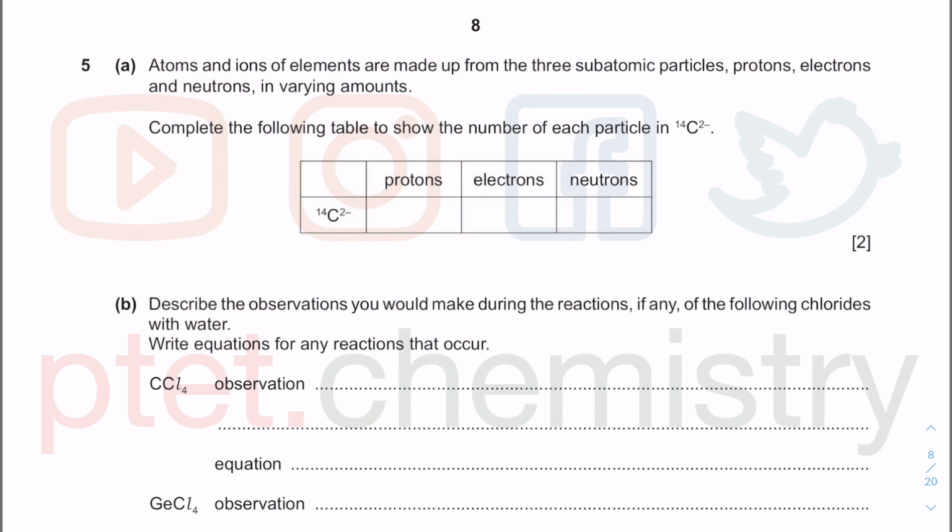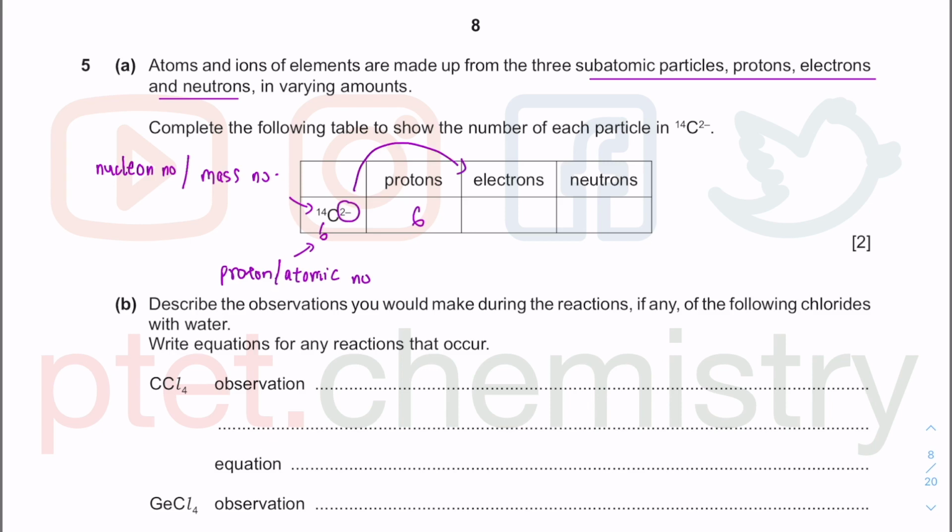In this question number 5, we have atoms and ions, and we are talking about 3 subatomic particles: protons, electrons, and neutrons. This number on top is called the mass number, also known as the nucleon number. It's the number of protons plus the number of neutrons in the nucleus of an atom. So carbon has six protons, that is the proton or atomic number. We have a 2 minus charge there, because we have gained 2 electrons. There's 8 electrons. We have 14 minus 6, which is 8 neutrons for this isotope of carbon-14.